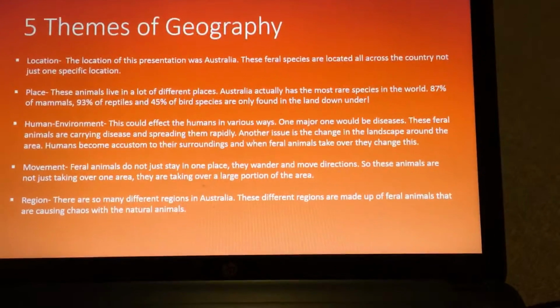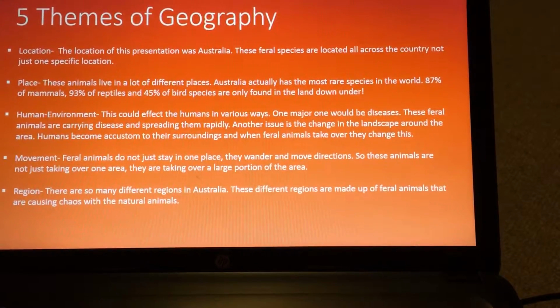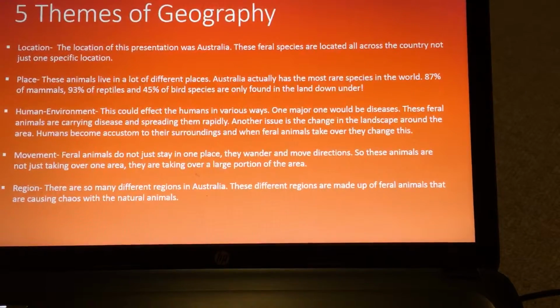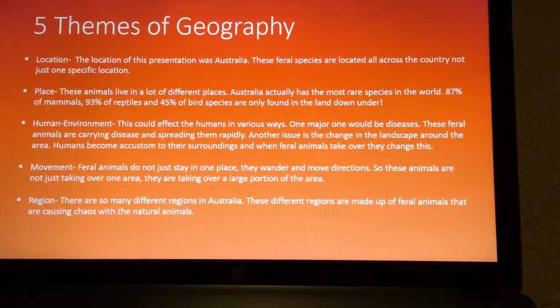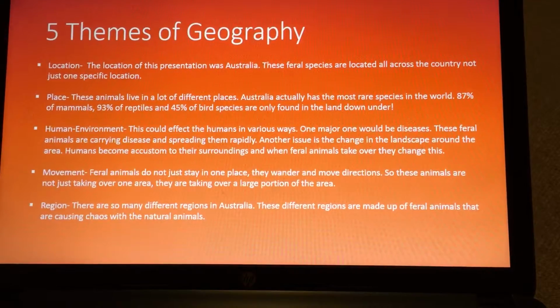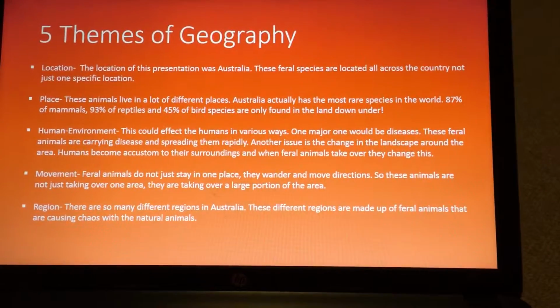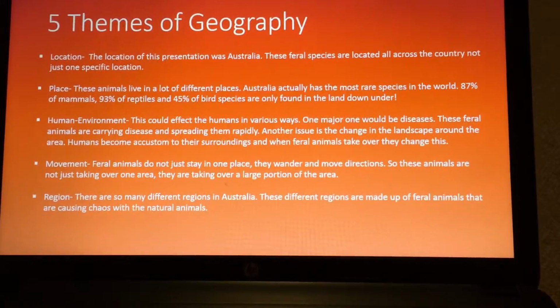Human environment, this could affect the humans in various ways. One of the major ones would be diseases. The feral animals are carrying diseases and spreading them rapidly. It's not uncommon to get bit by a cat. My cat bites me all the time. We're playing, of course, but you know, a human gets bit by a cat or a human gets attacked by a wild boar, then of course they have those diseases and they're going to spread those over to the humans.